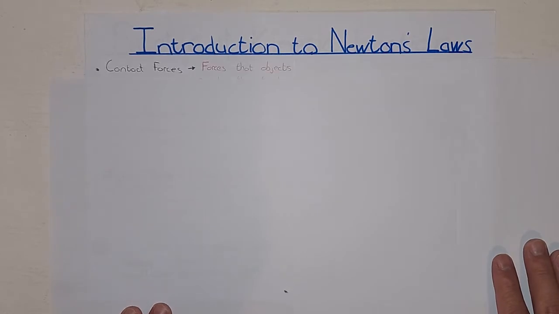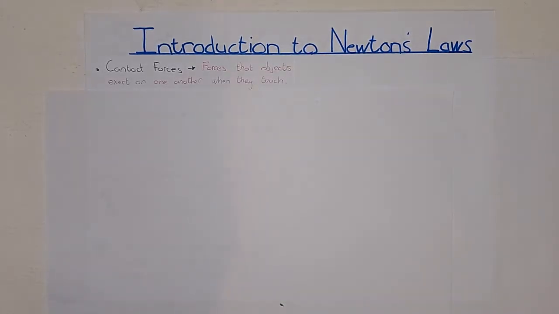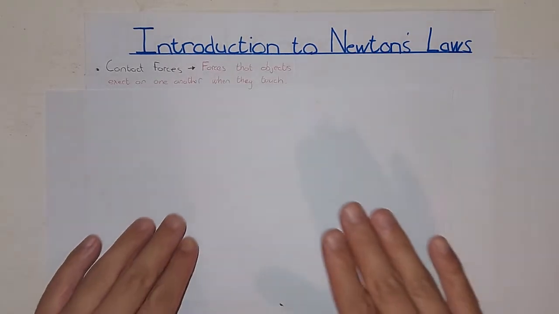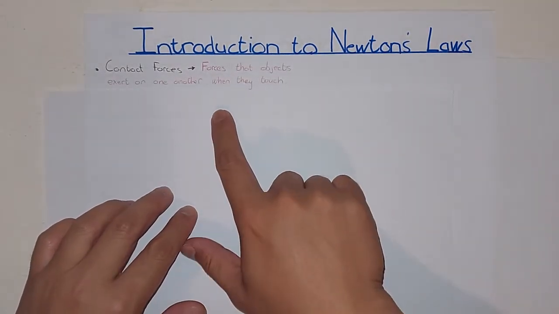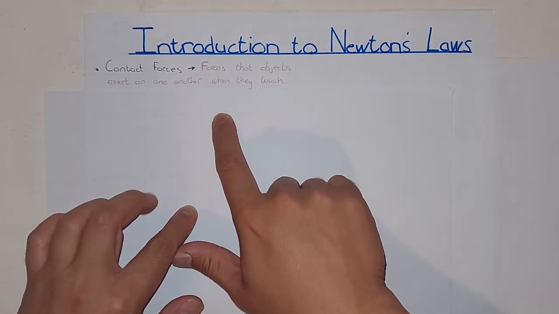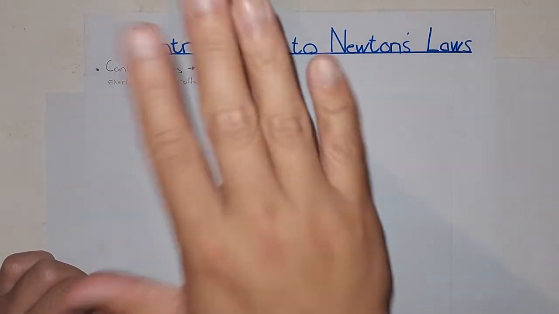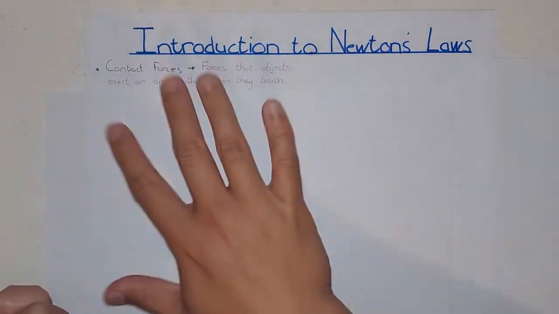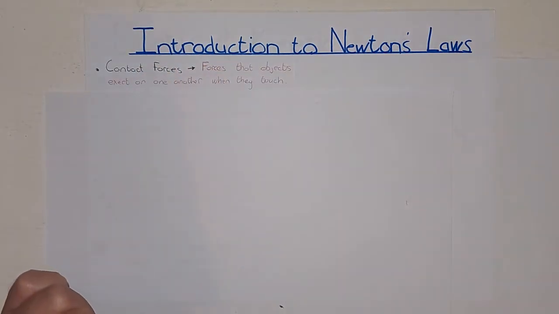Right, so the first thing we're going to start off with is contact forces. Now, these are forces that objects exert on one another when they touch. So, in order for something to have a contact force, they need to be touching. So, my finger is in contact with this paper, but when we look at something such as gravity, which we cannot touch, that is not a contact force, right?